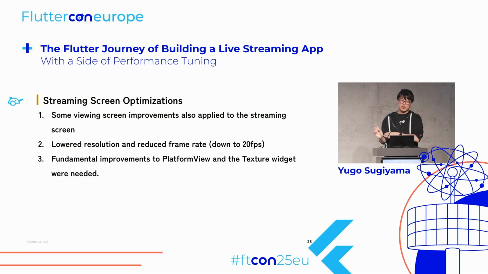Next is the streaming screen. As I explained earlier, some adjustments like the shader settings are common to both the viewing and the streaming screen. We lowered the resolution and also reduced the frame rate down to 20 FPS. Especially for the texture widget, the number of frames per second and the size of each frame's data can greatly increase the load, so this adjustment has a strong effect in reducing it. However, at the core, what was really needed was improving the implementation of the platform view and the texture widget.